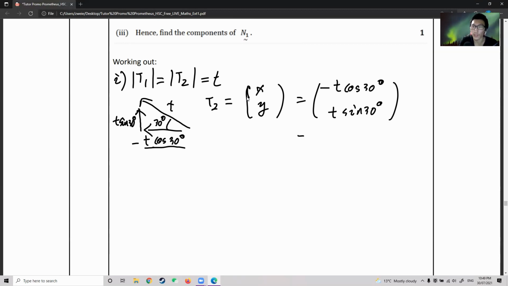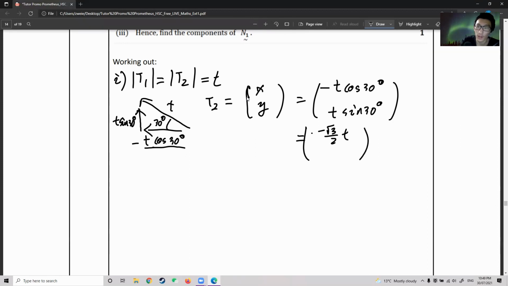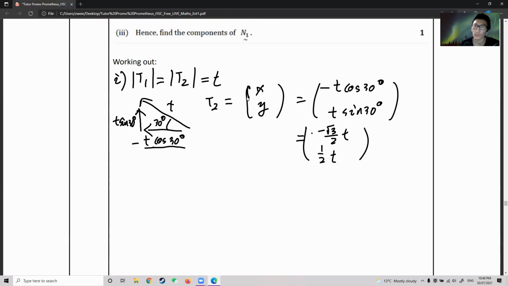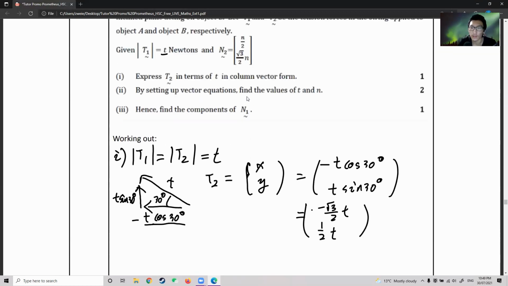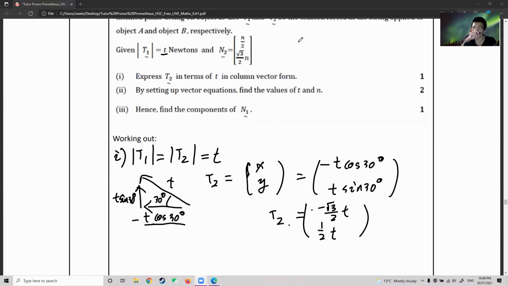Leave it like this. And then, not yet simplified, always simplify. So what I get is cos 30 will be root 3 on 2, negative root 3 on 2 T. Sine 30 is an exact angle, so half T. Okay, so this is my T2 in column vector form. So far, do we all understand? Yes, okay.